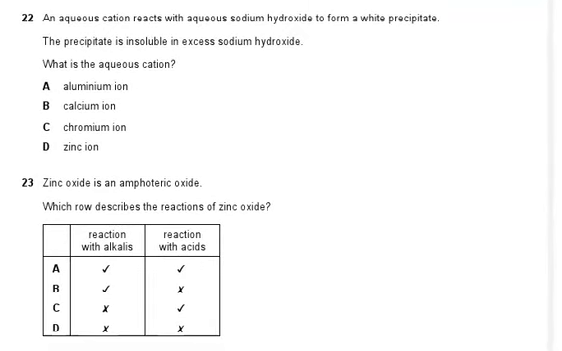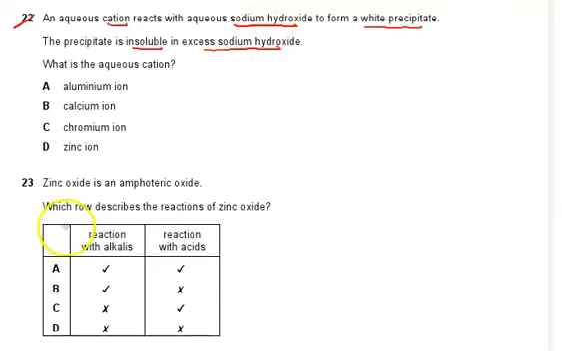Okay, so here we go. An aqueous cation reacts with aqueous sodium hydroxide to form a white precipitate. This precipitate is insoluble in excess sodium hydroxide.